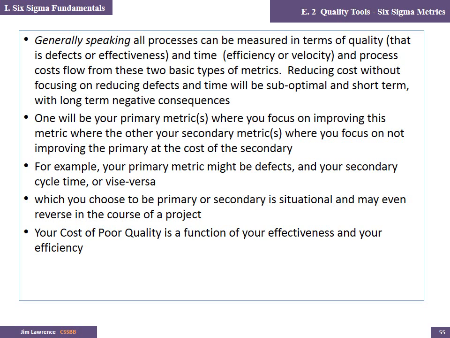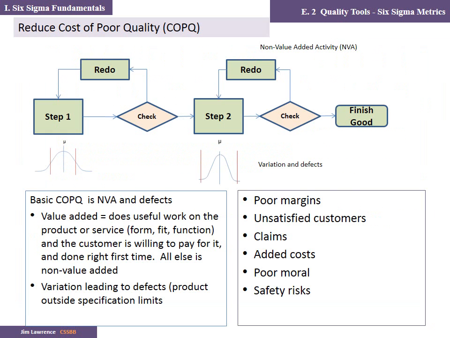For example, your primary metric might be defects and your secondary cycle time, or vice versa. Which you choose to be primary or secondary is situational and may even reverse in the course of a project, and it may drive the types of tools you use. Your cost of poor quality is a function of your effectiveness and your efficiency. Lean Six Sigma practitioners believe that you can increase quality, reduce time, and improve safety with your improvements when they're optimal. They need not conflict. We're going to talk a little bit about the cost of poor quality and reducing the cost of poor quality.